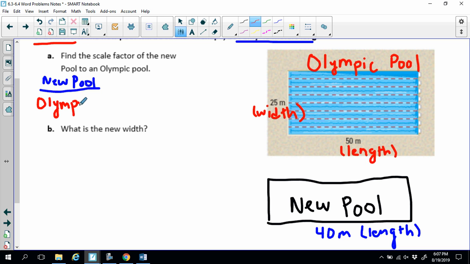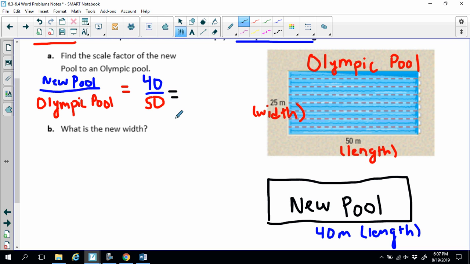Now, the only dimension they give to us for the new pool is the length. So we have to use that. For the new pool, our length is 40, so I'm going to put that. So we have 40 over. Now we have to use the corresponding side. So since 40 was the length for the new pool, the length of the Olympic pool is 50. So I'm going to put 50 here. So we're using what we call corresponding sides.